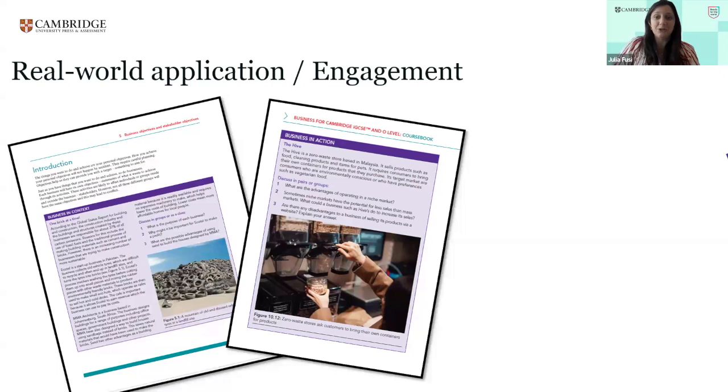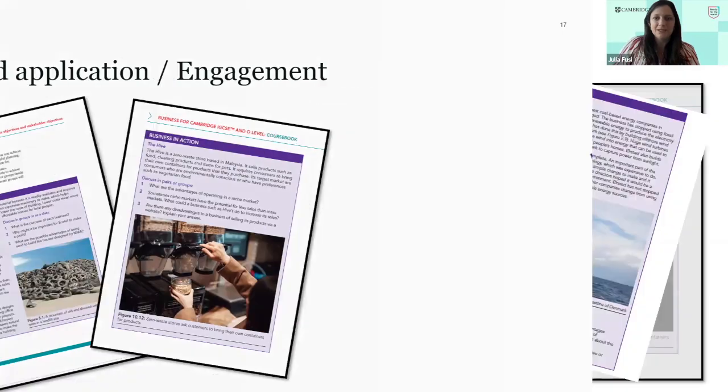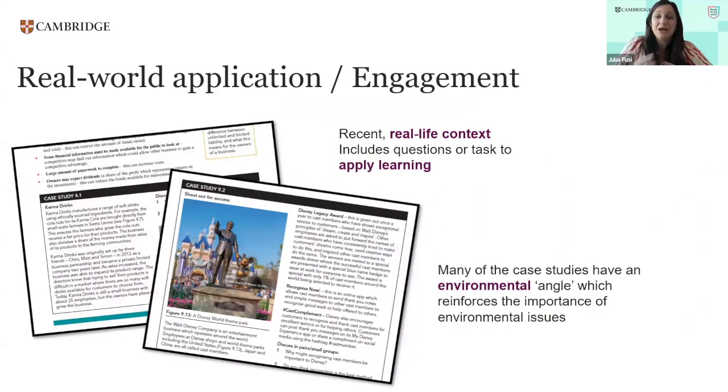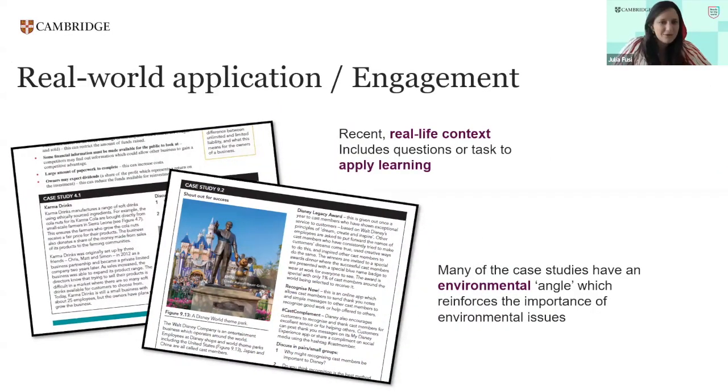So now I'm going to walk through some of the new features of our 4th edition. So it has been updated to include more real-world application and provides additional engagement in class. If you are familiar with the recently published A-level coursebook from Cambridge, you'll recognise the new features here. So we have business in context to introduce students to the content of the chapters, as well as business in action, which places key ideas into real-world business settings, with opportunities for students to discuss, and talk in small groups. We also have updated case studies, putting learning in a real-life business context.